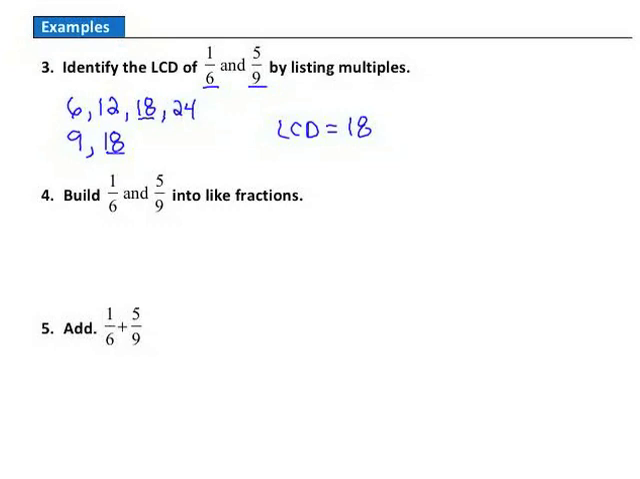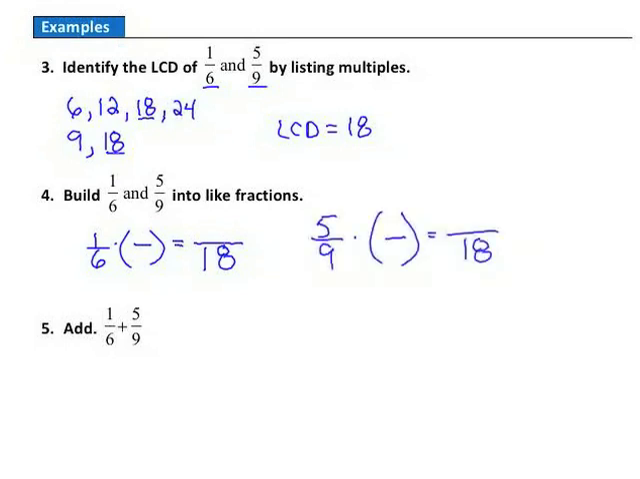Example 4. Build 1/6 and 5/9 into like fractions. You can see that I have a framework set up here for each of these fractions. Let me talk a little bit about the framework I have set up. We'll take the original fraction, 1/6, and the other fraction, 5/9. Write those down. What we're going to do now is multiply by some fraction here in the middle. We don't know what that fraction is yet. We're going to multiply by this fraction, and it's going to give us our new denominator, which is the least common denominator of 18 that we got from example 3 above.